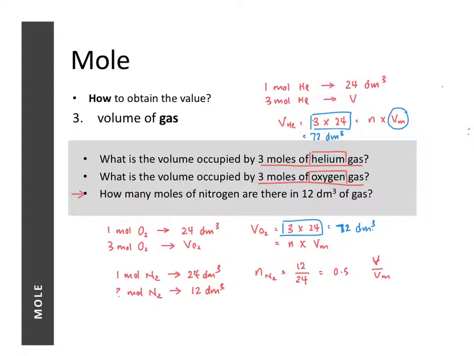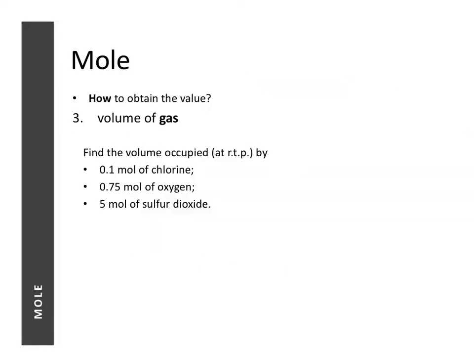Alright, so from this simple problem, we can actually establish the relation between number of moles, volume, and molar volume, which looks like this. Okay, so if you want to find number of moles, it will be volume divided by molar volume. If we want to find volume of a gas, it is actually number of moles times molar volume. Now let's practice. So again, I'm going to draw the triangle.